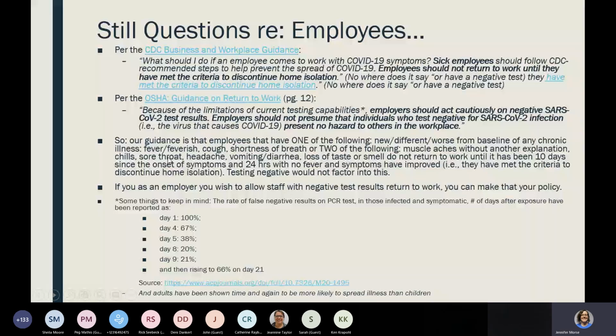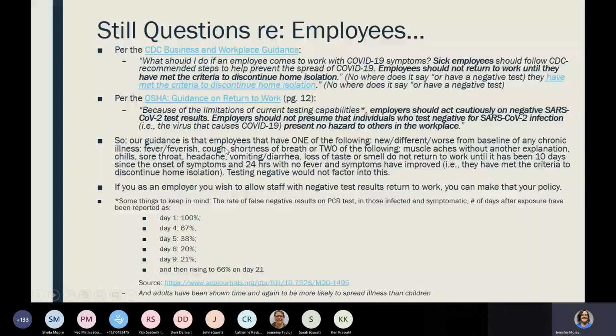The recommendations from the CDC are that sick employees should not return until they have met the criteria for isolation. I also recently found in the OSHA guidelines that, because of the limitations of current testing capabilities, employers should act cautiously on negative SARS test results. Employers should not presume that individuals who test negative for SARS-CoV-2 infection present no hazard to others in the workplace. So again, we will not say that if an employee who has symptoms of COVID tests negative, they can come back to work.